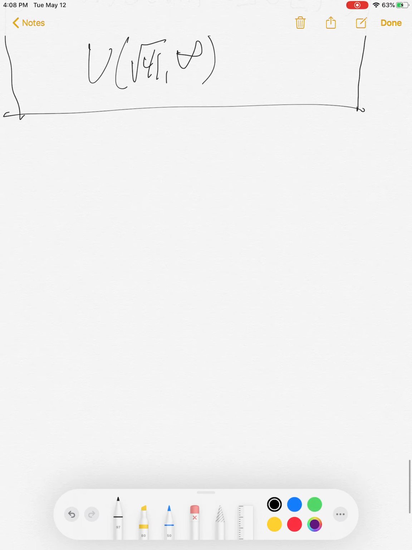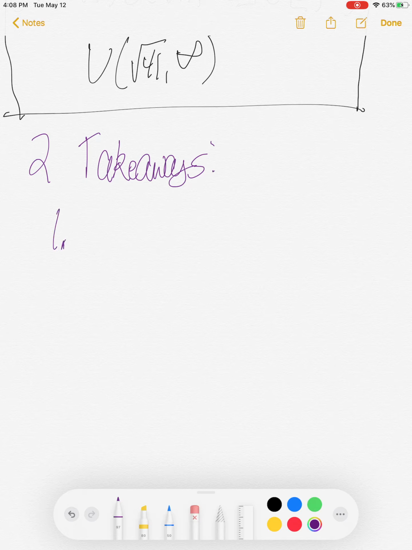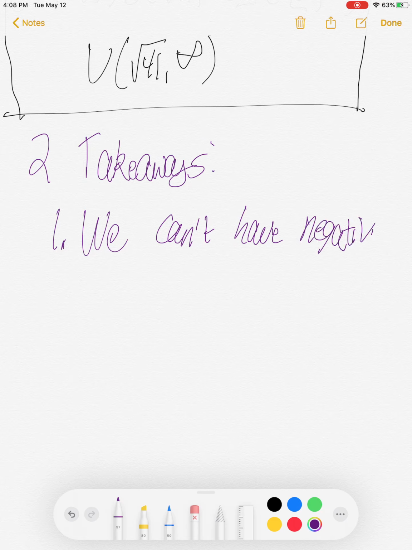So what are the two takeaways from this one, which I hope we demonstrated? And those were really those two conditions that we checked. So one, we can't have negatives under a radical.